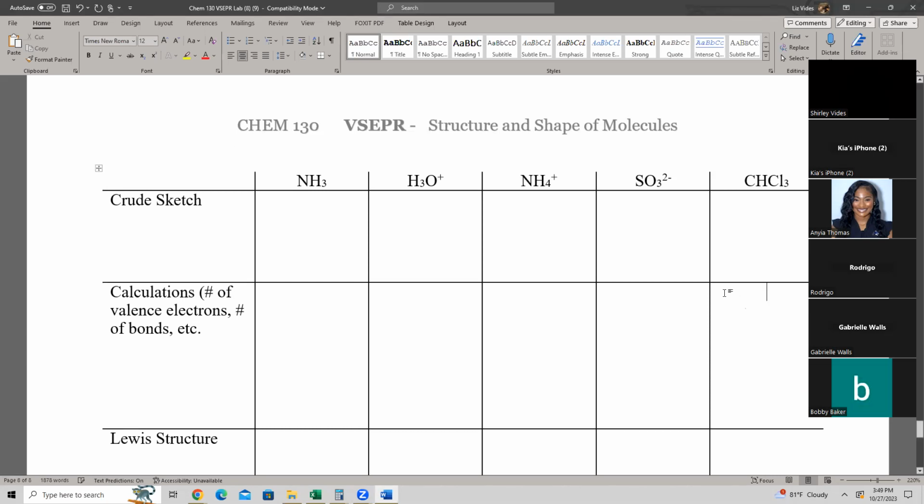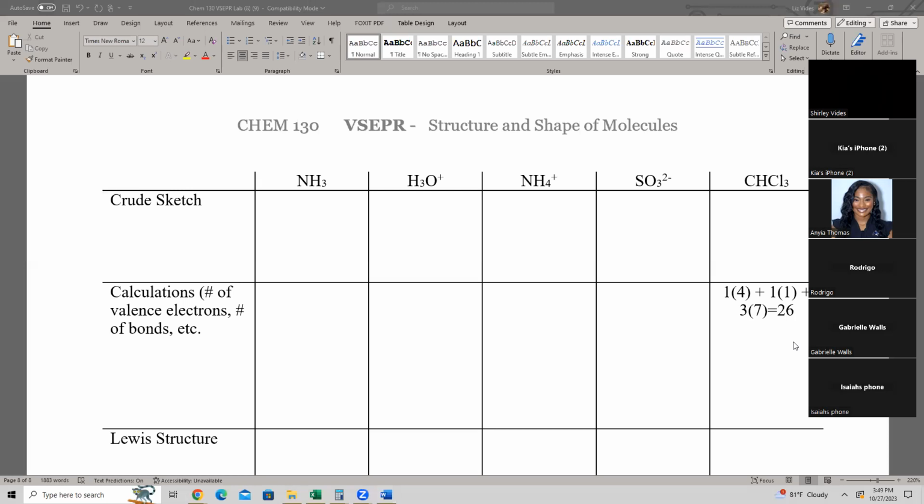Okay, so we have 1 carbon times 4, plus 1 hydrogen times 1, plus 3 chlorines times 7. That's a total of, let's see, 21 plus 5 is 26. That's supposed to be equal to 26. All right, so same thing we've been doing. Let's just do that.